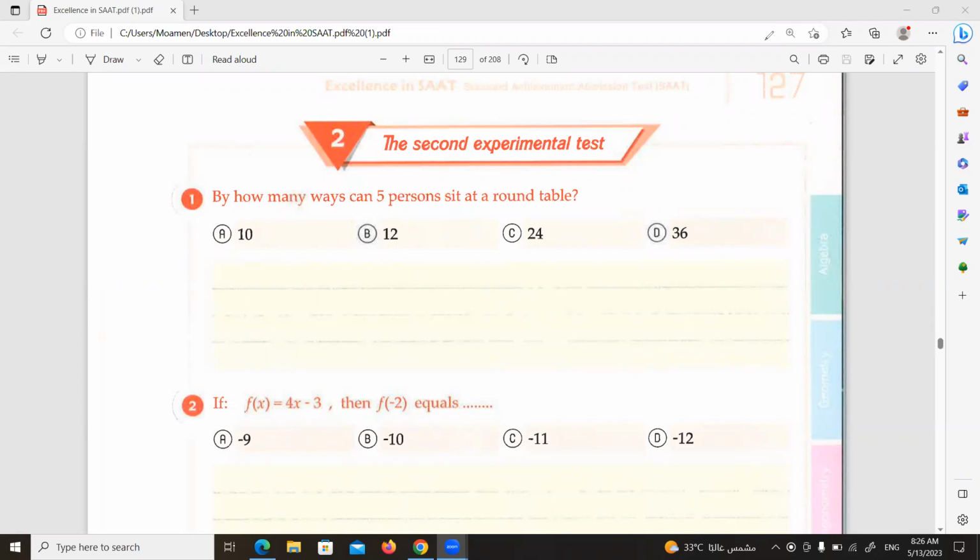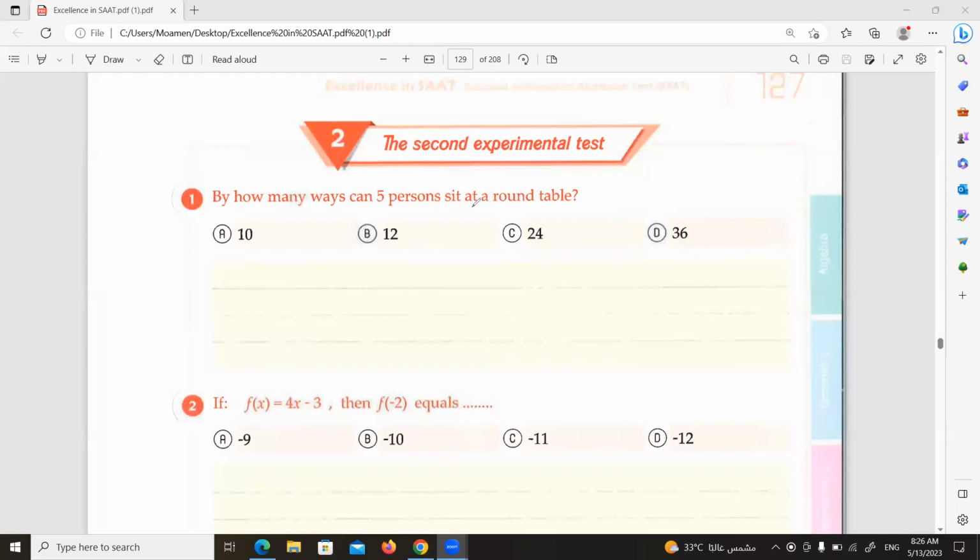This is your second exam, experimental test. Inshallah, we'll start solving this exam together, and this is part of our revision before the exam. Let's start with number one. In how many ways can five persons sit around a table?